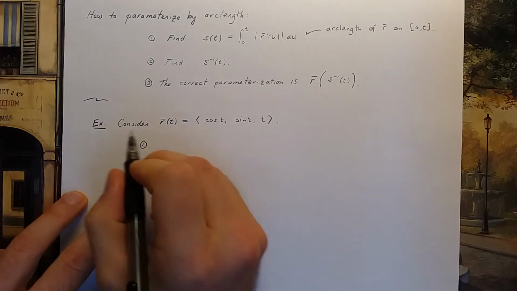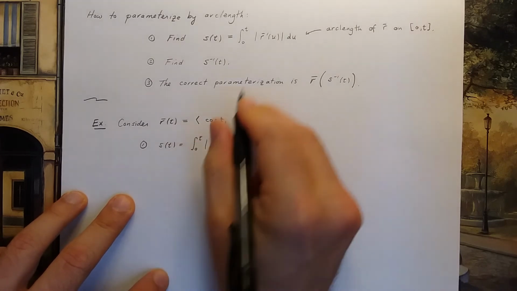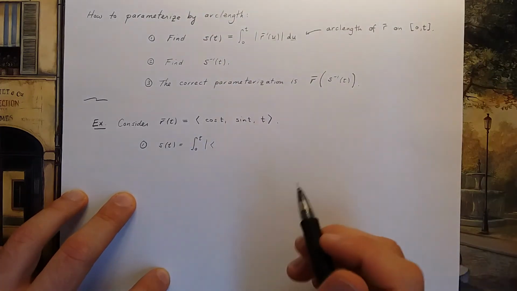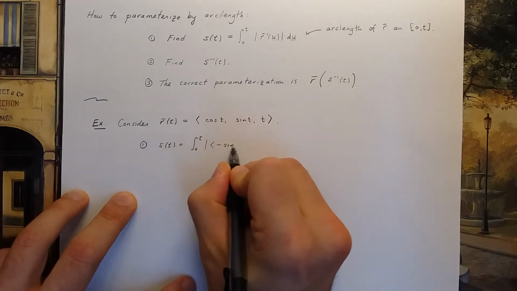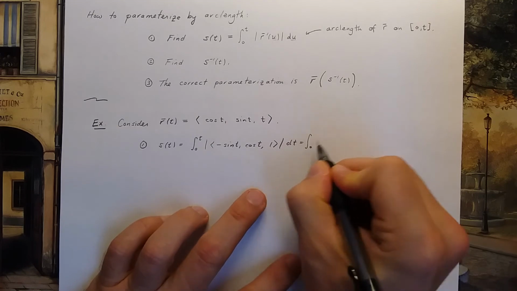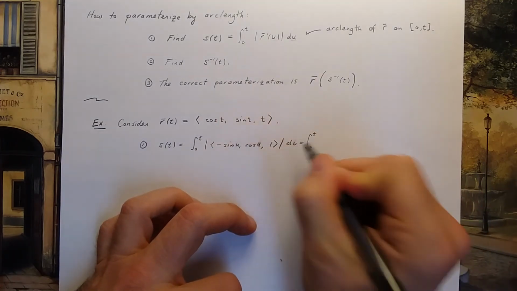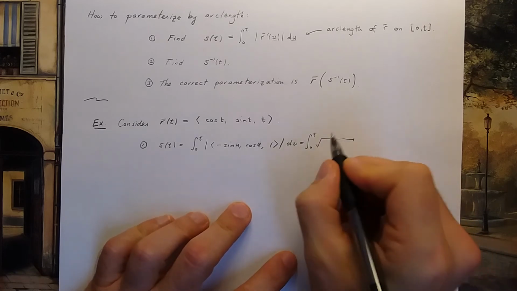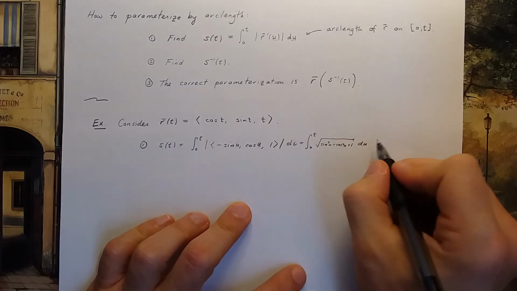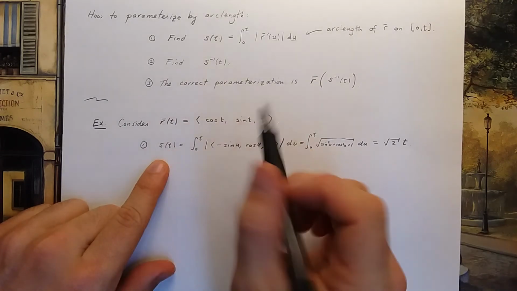So step 1, the first thing I'm going to do is let s of t be the integral from 0 to t of the magnitude of the derivative of this vector valued function, except I'm going to plug in u wherever I see a t. The dummy variable in the integration is u. So I will get negative sine u, cosine u, 1. This is very similar to the example we started this video with. It's the integral from 0 to t. Oh, these should have been u's, my dummy variable. So I get the square root of sine squared u plus cosine squared u plus 1. That's the square root of 2. The answer, square root of 2 times t. So that is the function s.